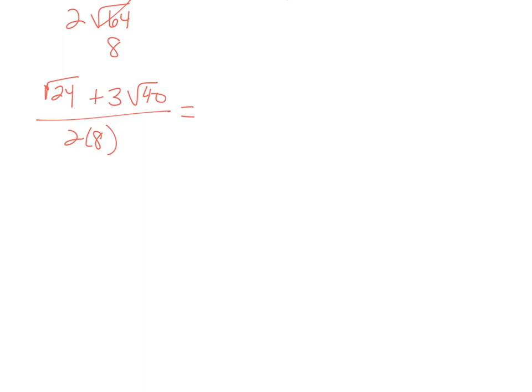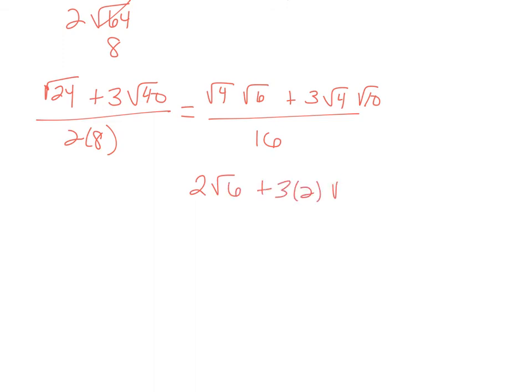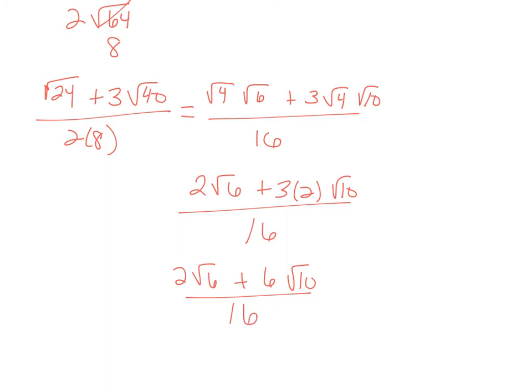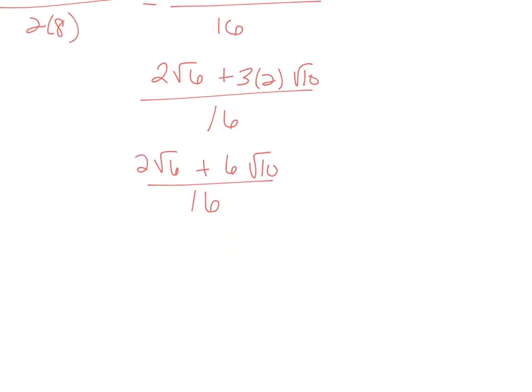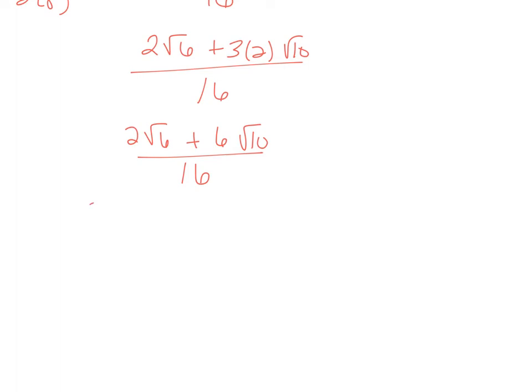I end up getting 24 breaks up into 4 and 6, and 40 breaks up into 4 and 10. And 2 times 8 is 16. Okay, 4 becomes a 2, radical 6, plus 3 times 2, radical 10, all over 16. 2 radical 6 plus 6 radical 10 all over 16. The last thing you need to do is make sure you simplify your answer. And the easiest way to do it, I think, is to break it apart. This is legal because it's a common denominator of 16.